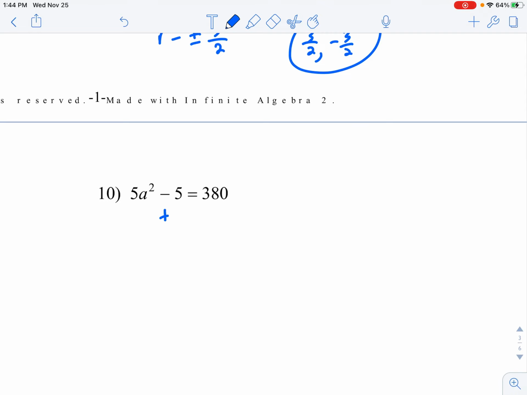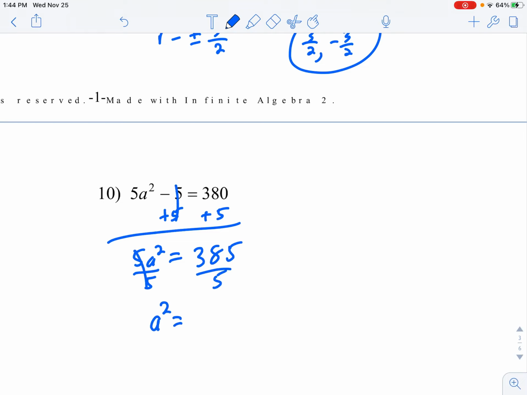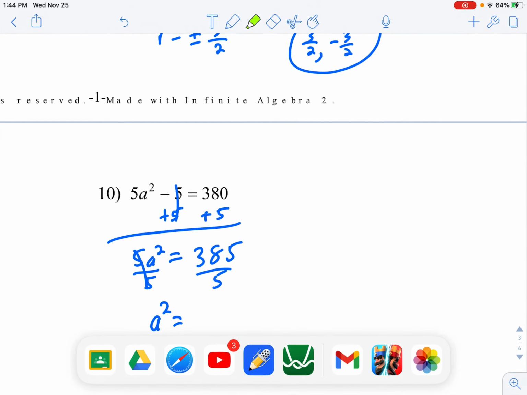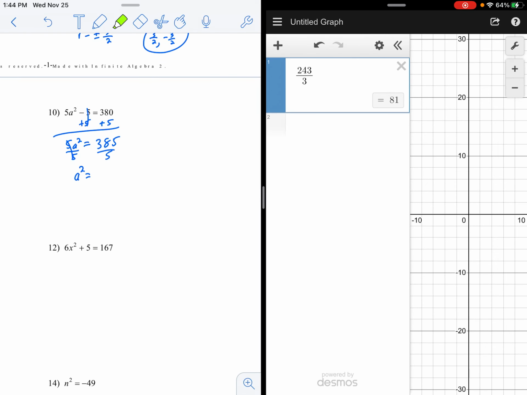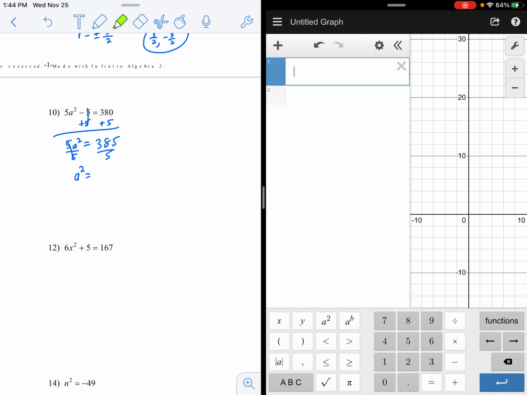Okay, start by adding 5 to both sides. 5a squared equals 380 plus 5 is 385. Divide both sides by 5. A squared equals, now 385 is divisible by 5. You know that if a number ends in 5, it can be divided by 5. Although I don't feel like trying to work this out in my head. I'm just not feeling it. So 385 divided by 5, 77.